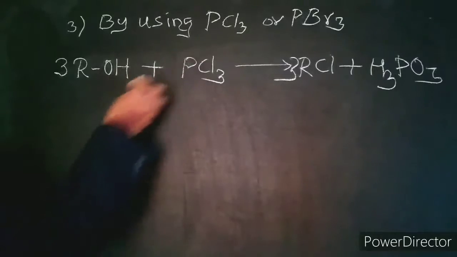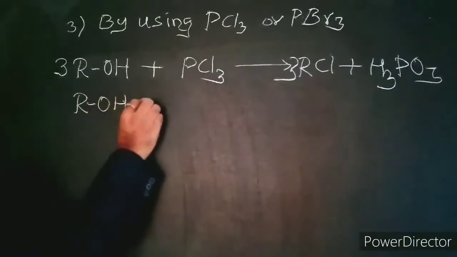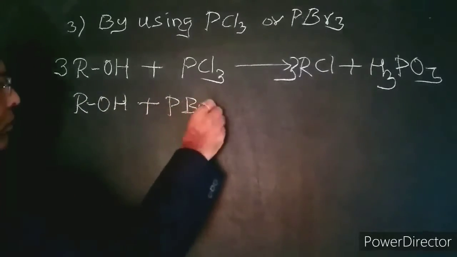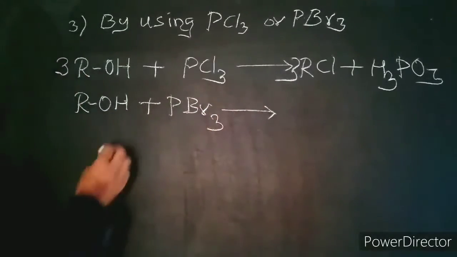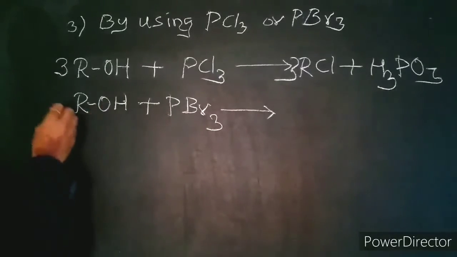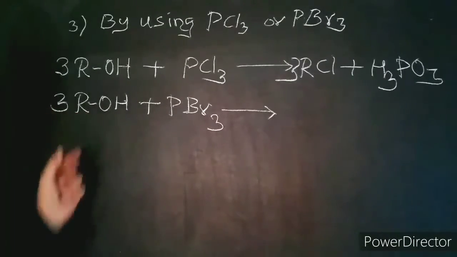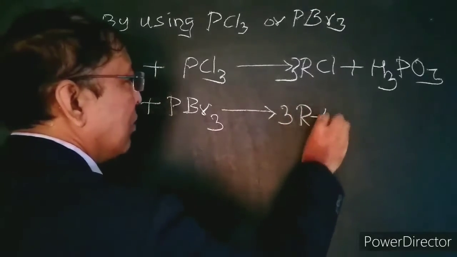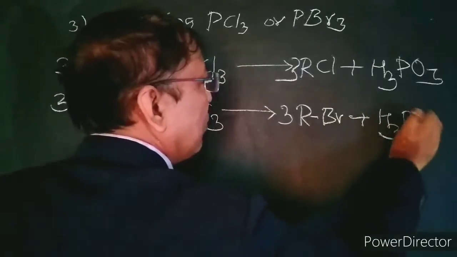Let us prepare alkyl bromides by using alcohol and PBr3, phosphorus tribromide, as each bromine atom replaces one hydroxyl group. There are 3 bromine atoms, so we have to take 3 molecules of alcohol. Now we get 3 molecules of alkyl bromide plus H3PO3.